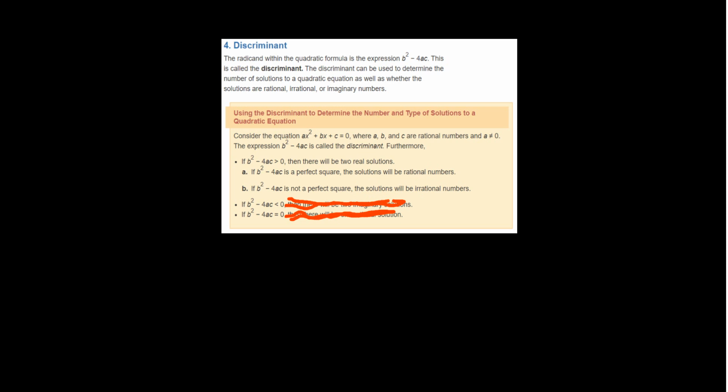Alrighty, well, if the discriminant, what is inside the radical, is less than 0, we've seen this already before. If it's less than 0, then we're going to have imaginary numbers. And if it's equal to 0, which we haven't actually seen one yet, but if it's equal to 0, then there'll be only one rational solution. And let's see what that means real quick.